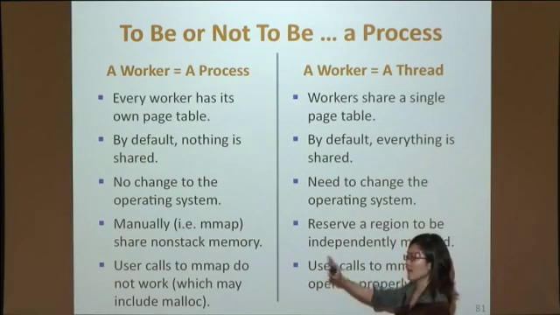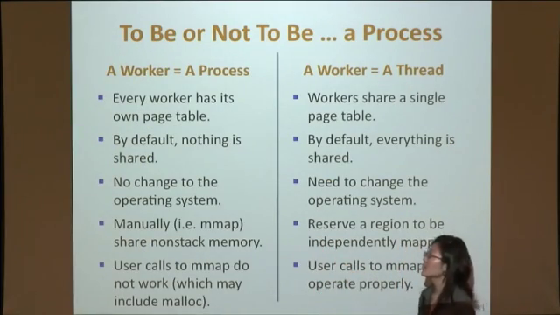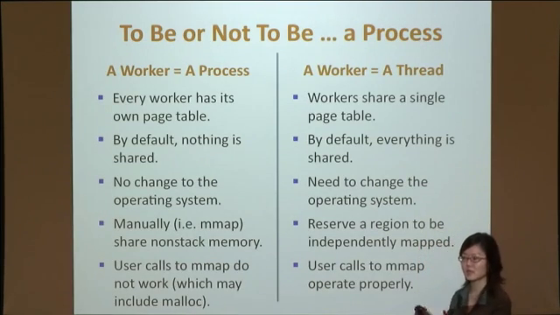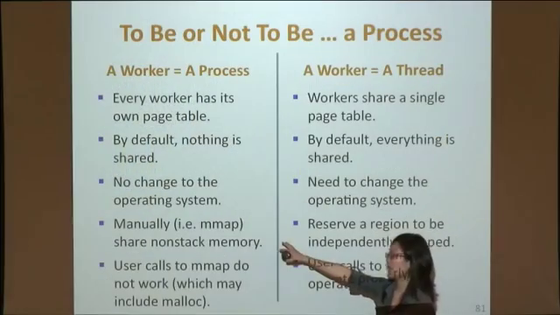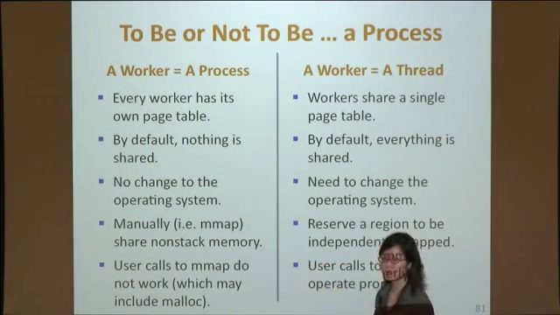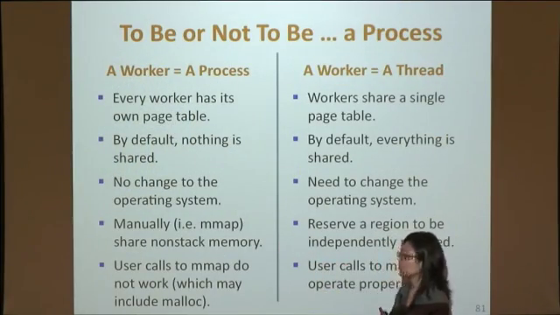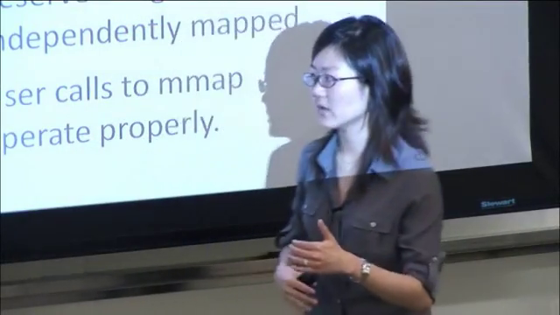What that means is that every worker has its own page table, and by default, nothing is shared, because in a traditional operating system, each process has its own address space. And what that means is that you don't have to make changes to the operating system, but since these concurrency platforms typically execute applications that assume they run on shared memory, now you have to use mmap. The runtime system has to manually do mmap to allow you to share the rest of the heap and the data and the code.